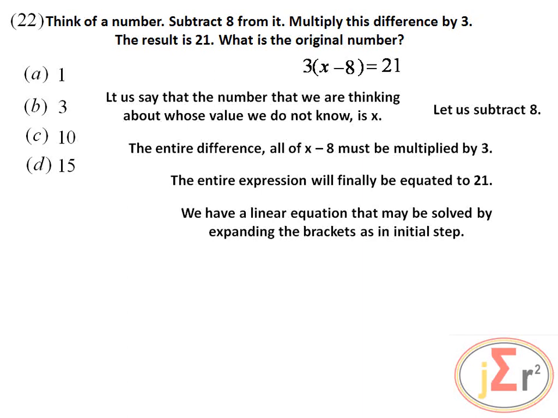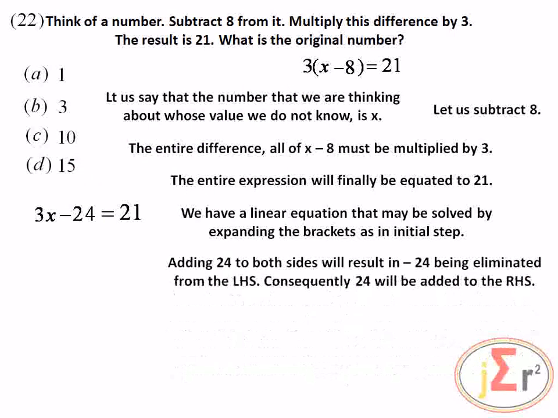We have a linear equation that may be solved by expanding the brackets as the initial step. So let us expand that bracket. We have 3 times x is 3x. Then we have 3 multiplied by negative 8 is negative 24. That is equal to 21. Then we have a negative 24 that we need to transpose. We do that by adding 24. That will cause the negative 24 to be eliminated from the left hand side, and on the right hand side we have 21 plus 24 is equal to 45.